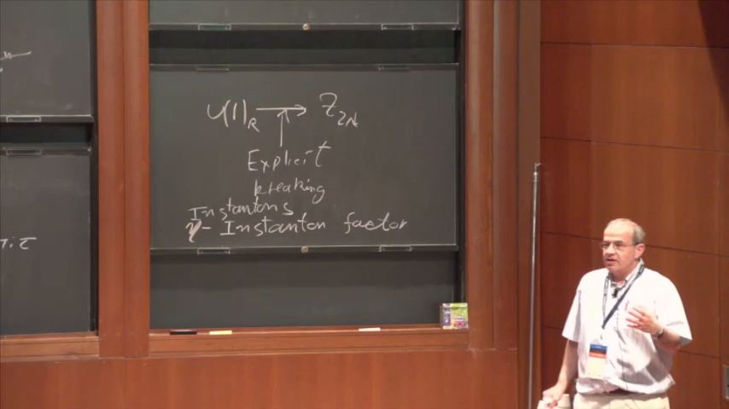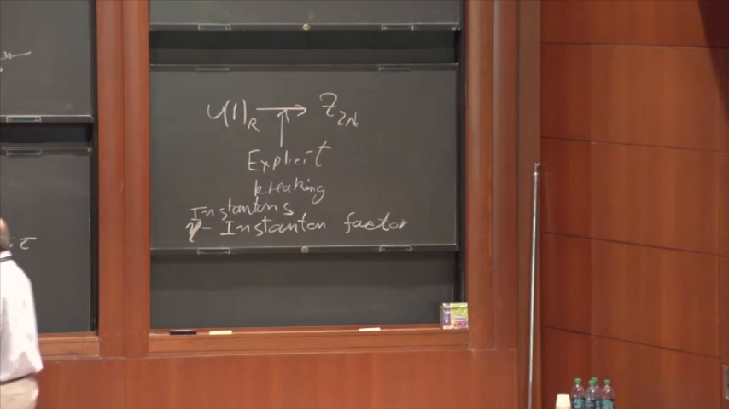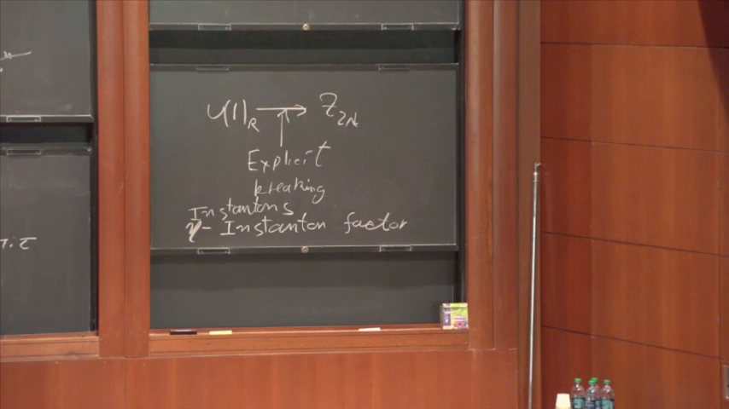The breaking of U(1)_R is an explicit breaking. We have a coupling constant that carries the charge. Whenever we have a coupling constant that carries the charge, the fact that the coupling constant is non-zero means that the symmetry is violated.